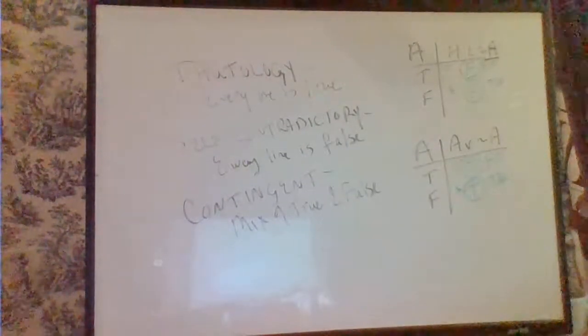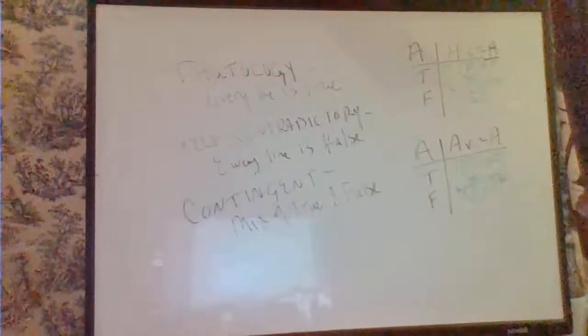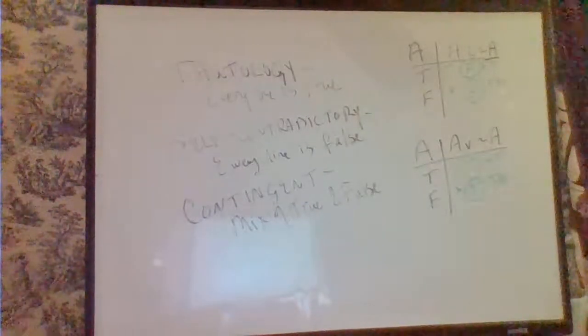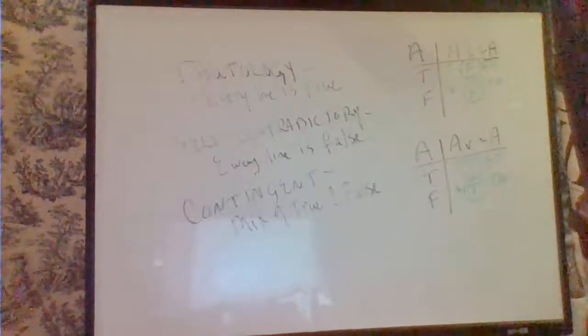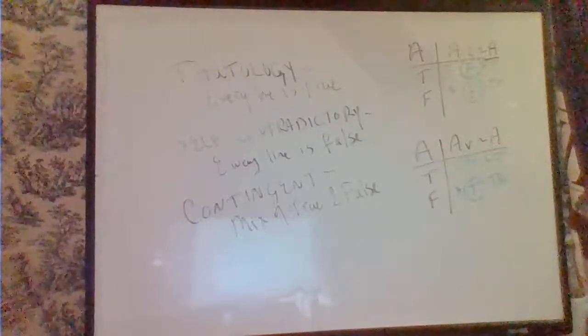Okay, so that's all you really need from 6.3, just to understand the terminology there. Tautology, every line is true. Self-contradictory, every line is false. Contingent is going to be a mixture of true or false. Okay.